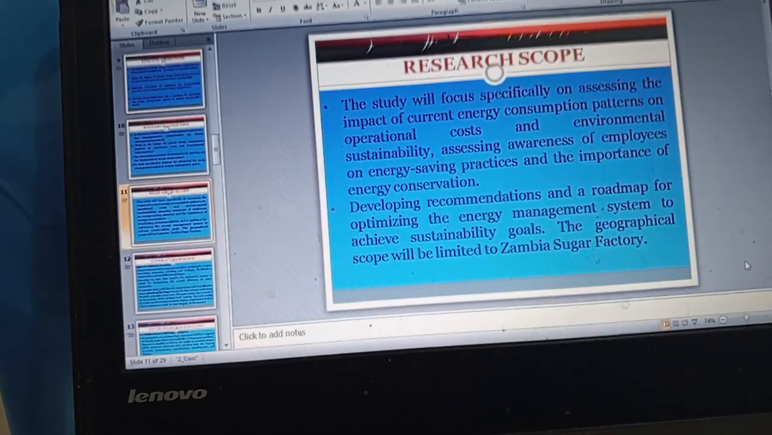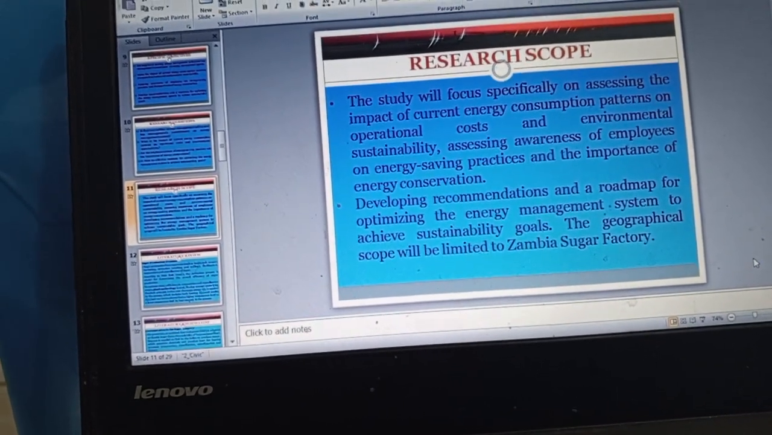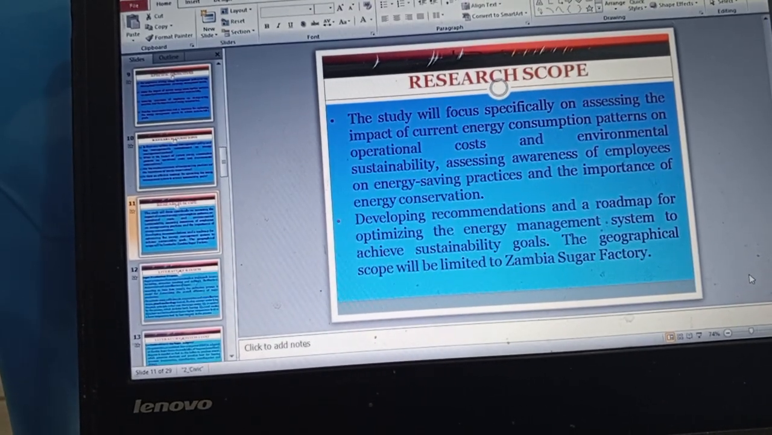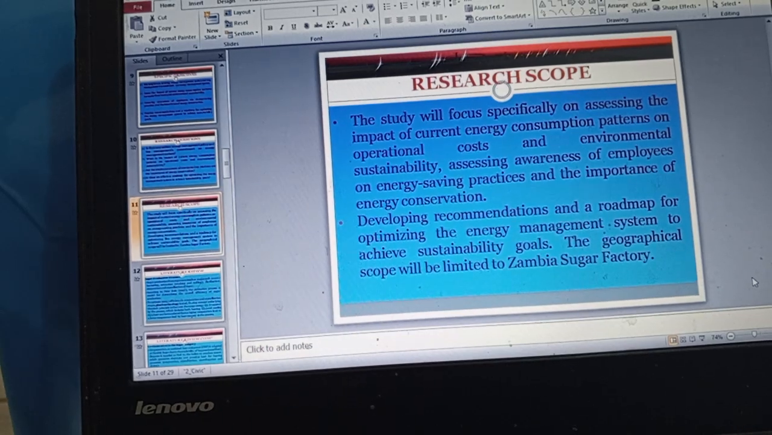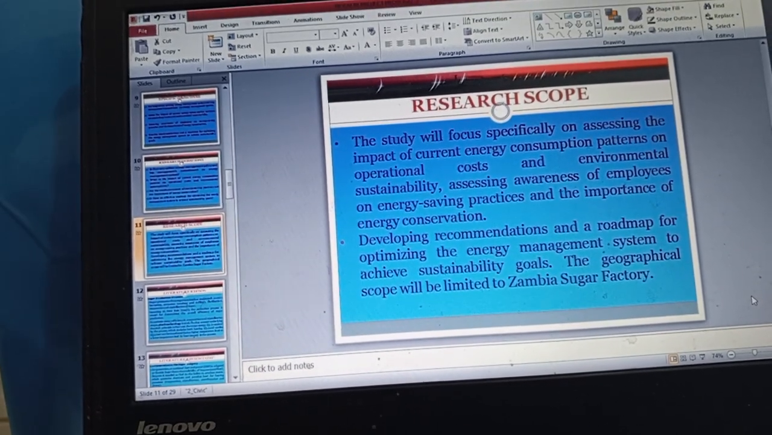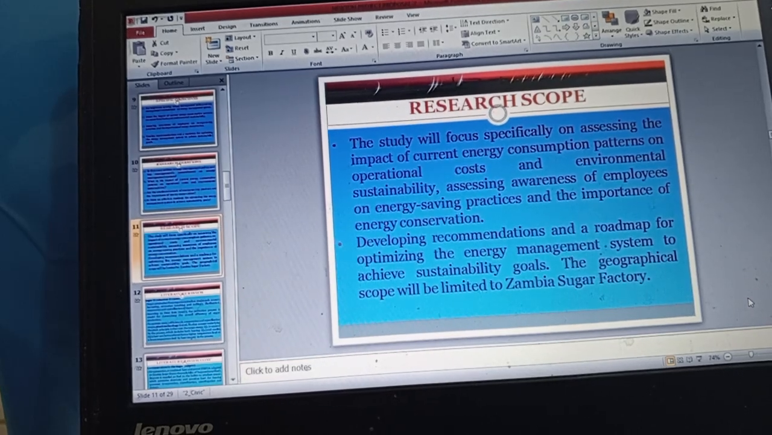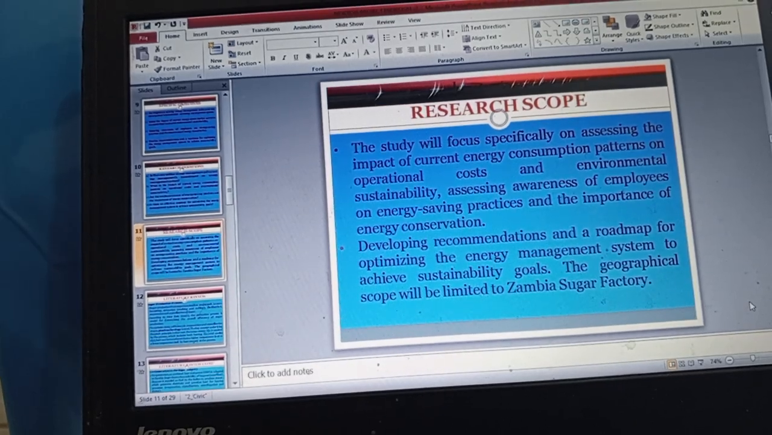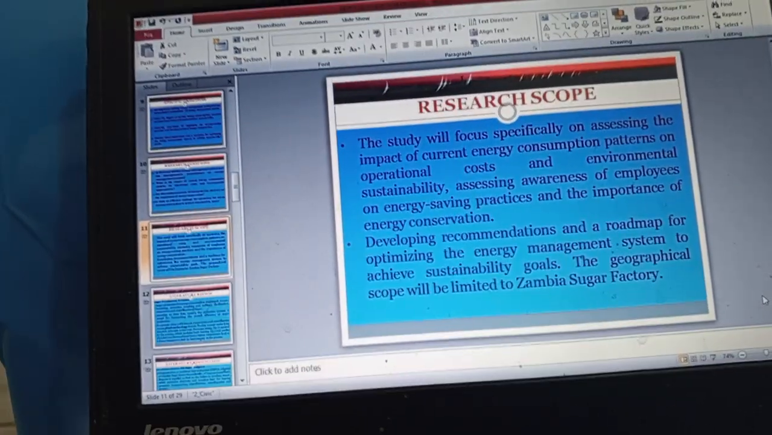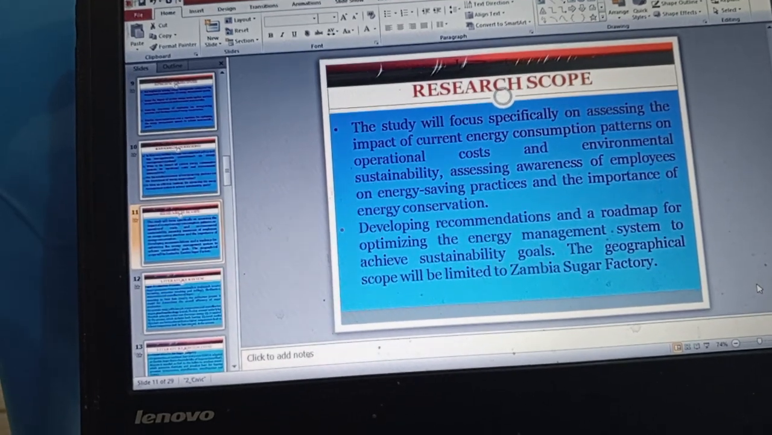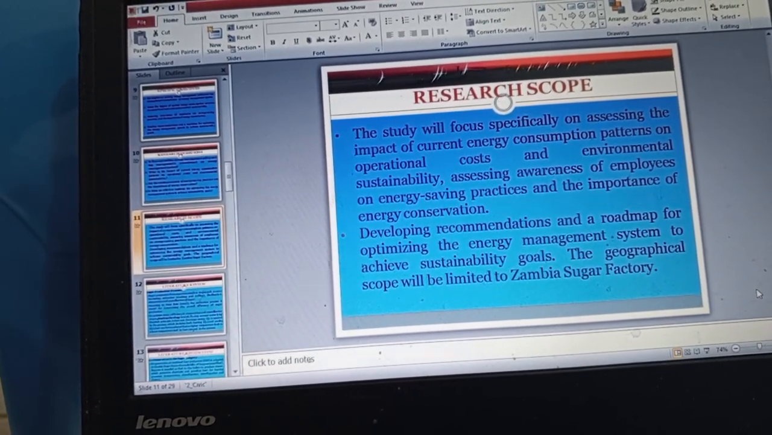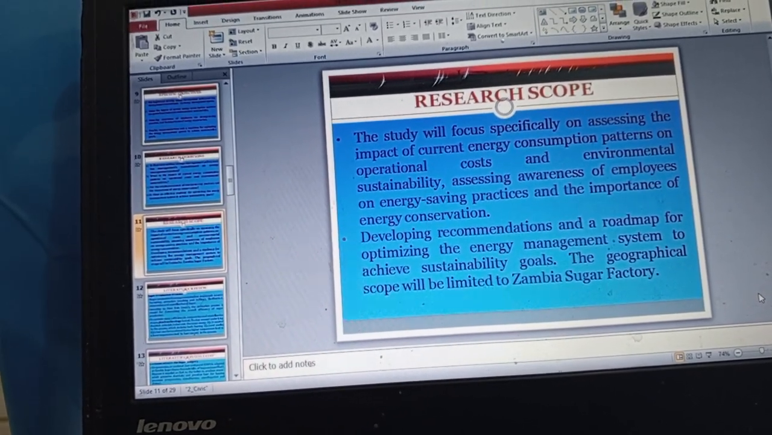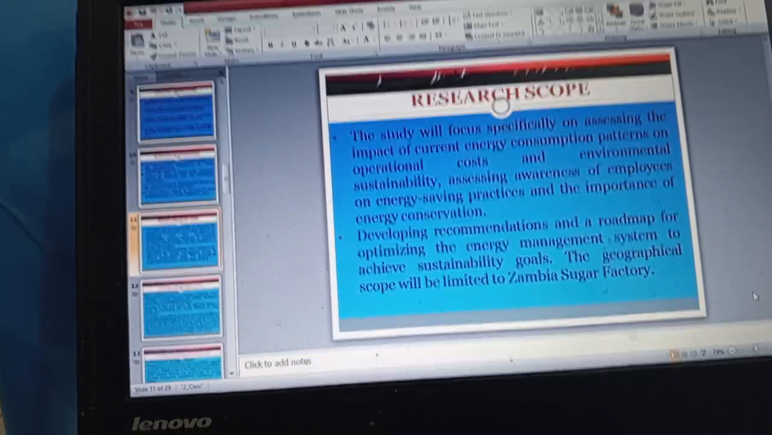For the research scope, the study will focus specifically on assessing the impact of current energy consumption patterns on operational costs and environmental sustainability. Also assessing the awareness of employees on energy saving practices and the importance of energy conservation. The other one is developing recommendations and a roadmap for optimizing the energy management system to achieve sustainability goals. The geographical scope is limited to Zambia Sugar Factory only.